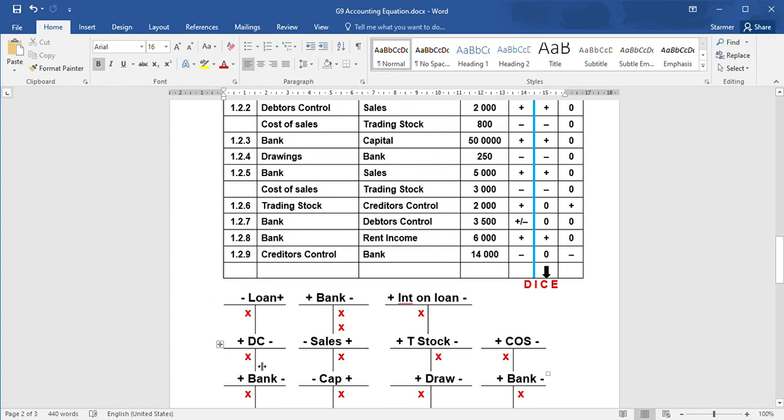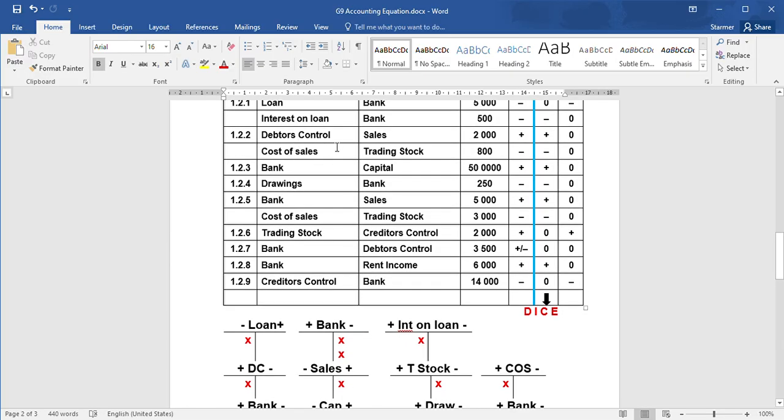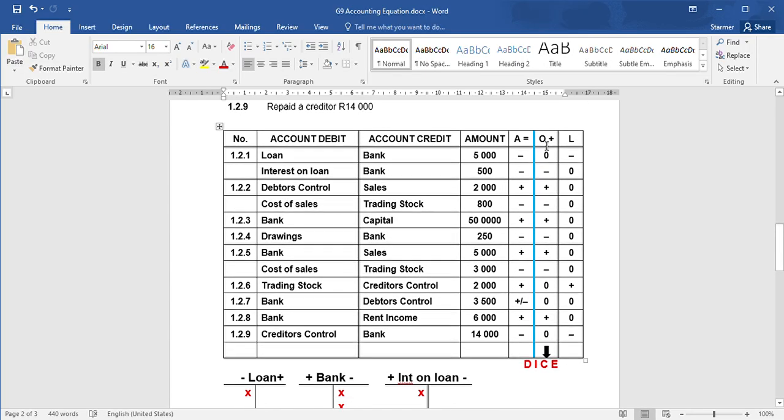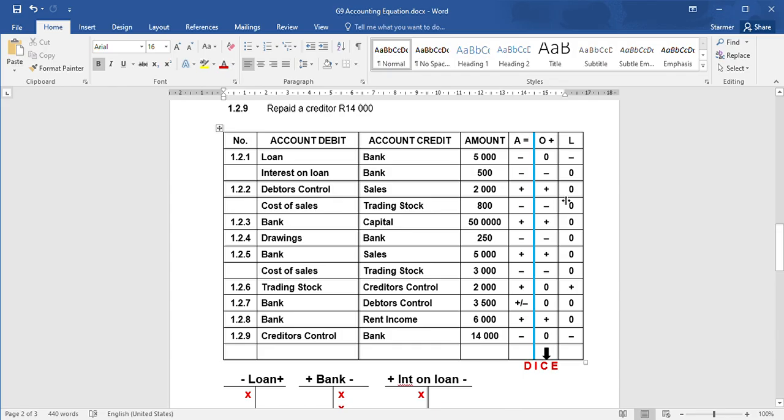Okay, so debtors control has the X on the debit side, so you record under the debit column, and sales has the X on the credit side. Cost of sales has the X on the debit side, so you record it under debit, and trading stock has an X on the credit side, so you record it under the credit column. Alright, now in order to do this, debtors control is an asset going up, so you put a plus under your assets, and owner's equity increases because of that income sales there. Then cost of sales decreases owner's equity because it's an expense, and trading stock is an asset going down.